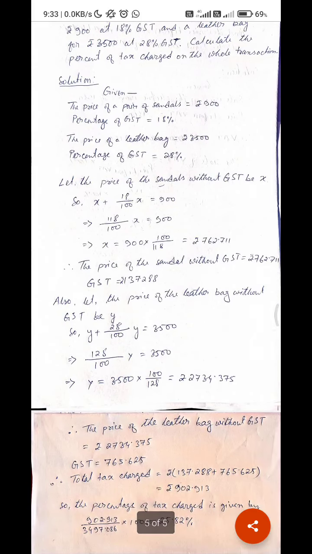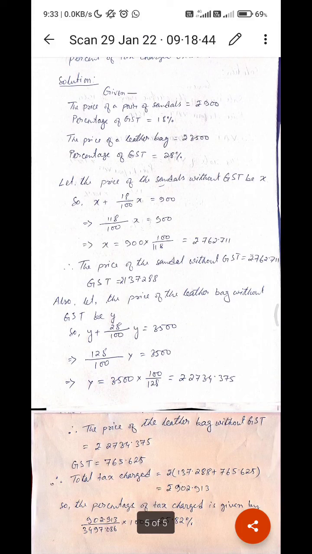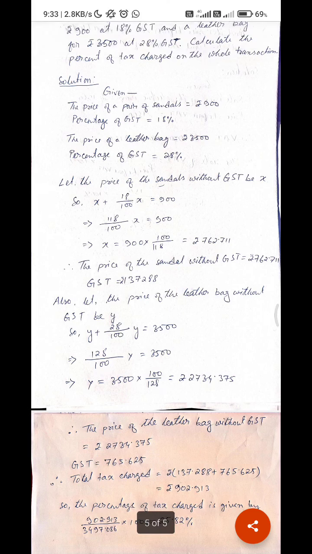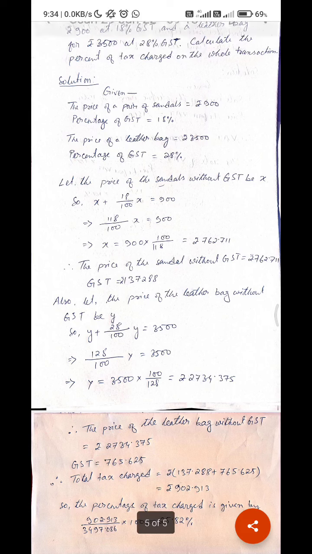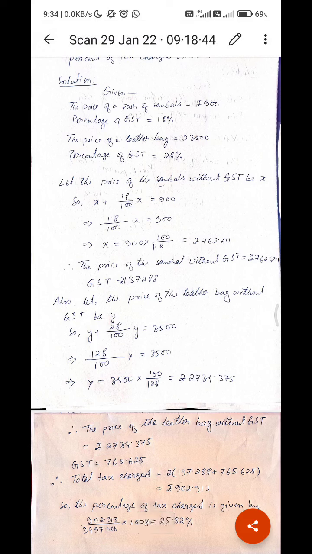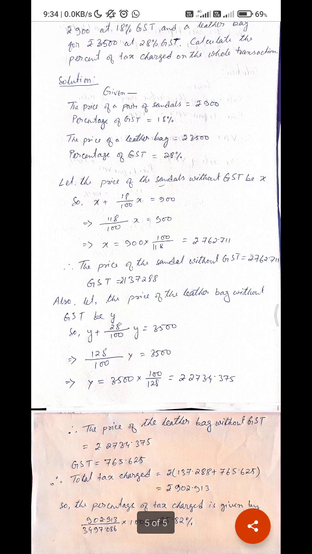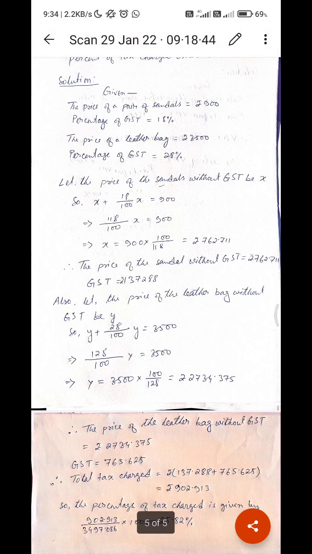Now similarly, we can also assume the marked price of the leather bag, that is without GST, be Y. Similarly, Y plus 28 by 100Y is equal to 3500. On adding these two, it will give you 128 by 100Y is equal to 3500. Change the side of this fraction, it will get reversed, cancel out the common factor. This will give you 2734.375 as your answer. Now this means the price of the leather bag without GST is 2734.375. If this is the price without GST and 3500 is the price with GST, just subtract one from the other and this will give you 765.625 as your answer, which is the amount of GST.